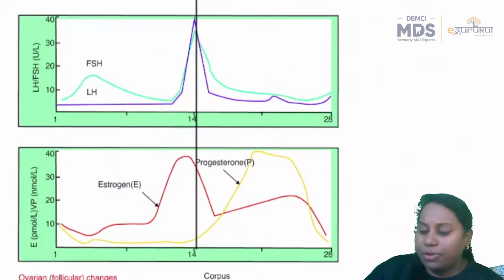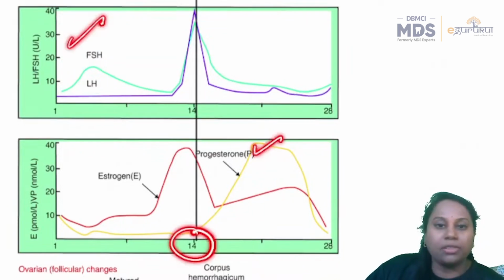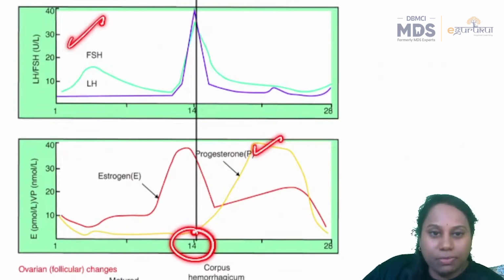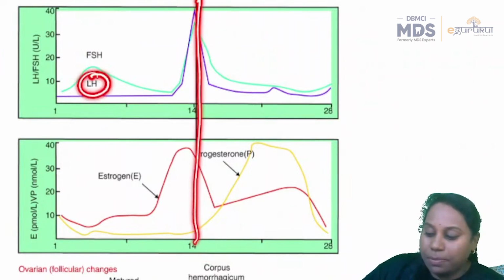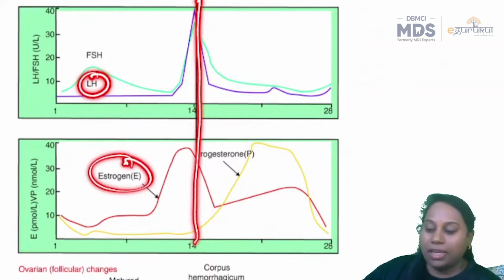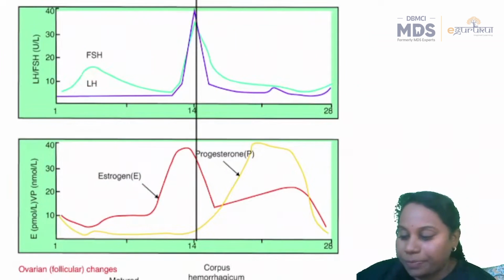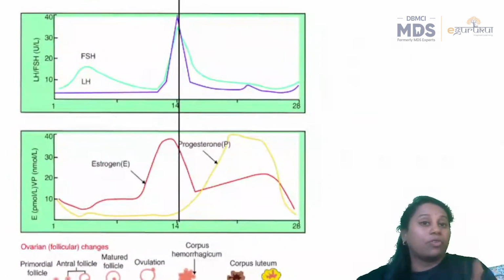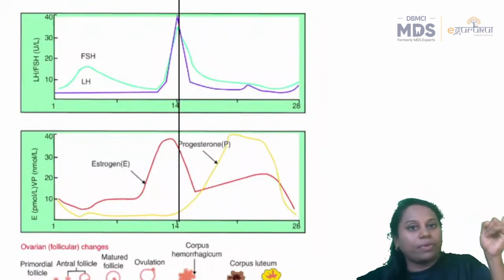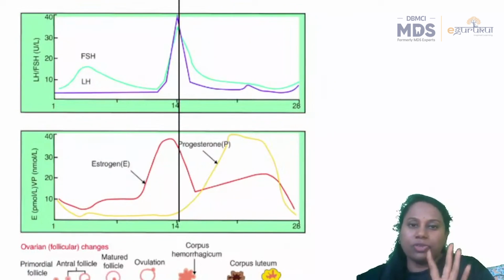Very clear. Before the 14th day, FSH is more. After the 14th day, progesterone is more. Just before the 14th day, LH levels are peaking, estrogen levels are peaking. This is called the hormonal changes during the menstrual cycle. So we have learnt the ovarian changes in the menstrual cycle. What are the ovarian changes? Follicle is forming, corpus luteum is forming. Follicular phase, luteal phase. Hormonal changes also we have done.